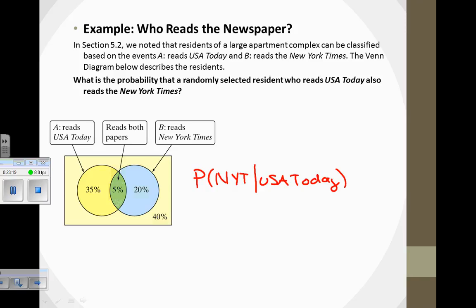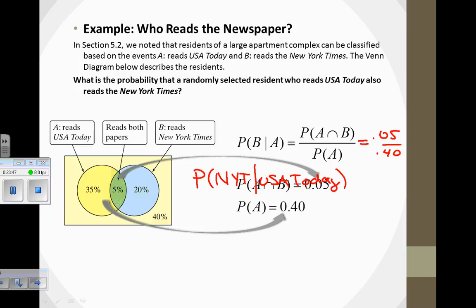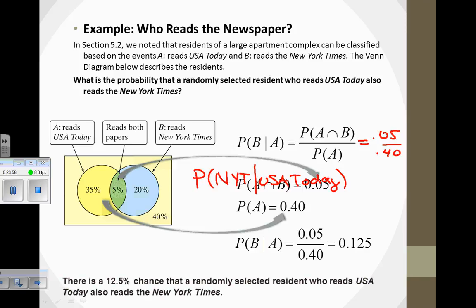So use your formula sheet, get your conditional probability. Here you want to use the probability of New York Times and USA Today, which is 5%, divided just by the probability of USA Today, which was 40%. Simplify that, and you should get 12.5%. So there's a 12.5% chance that a randomly selected resident who already reads USA Today also reads the New York Times.